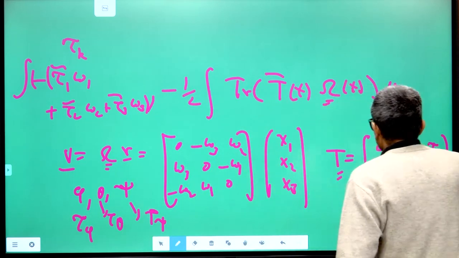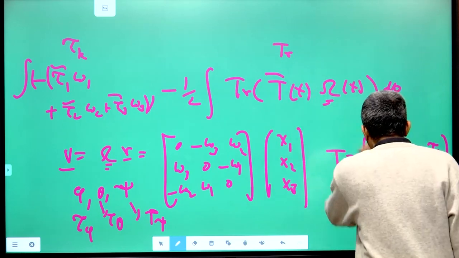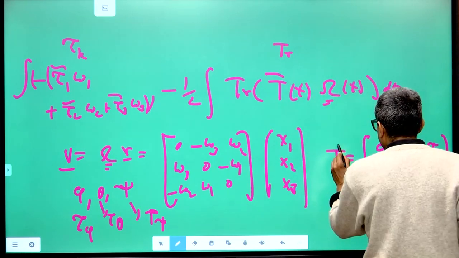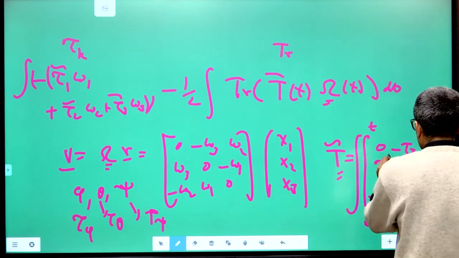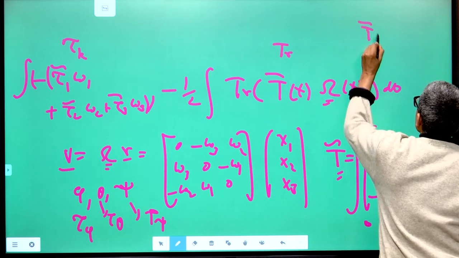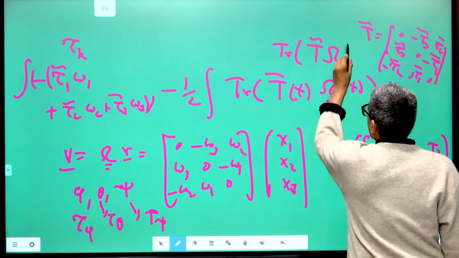So if you look at trace of, if you write down t tilde as the integral of this, so likewise I can define t tilde as the integral of this from 0 to t, which is same as minus of, so t tilde is 0 minus tau 3 tilde, tau 2 tilde, tau 3 tilde, 0, tau 1 tilde and then tau 2 tilde, tau 1 tilde, 0, like this. Then I can write down the contribution as t tilde into omega half.